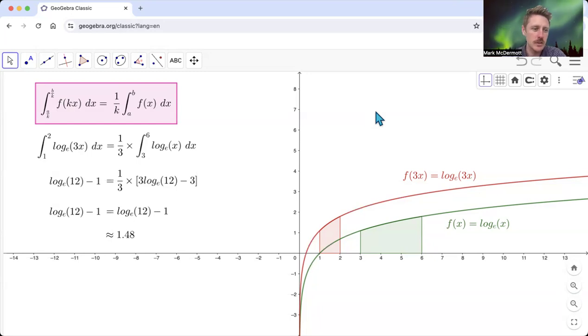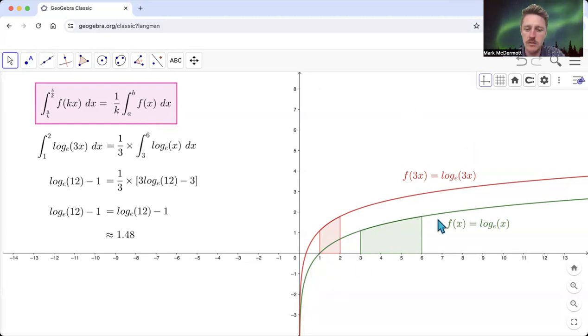All right, so let's have a look at this rule. We've got the integral from a on k to b on k of f of kx dx, and we're saying that's equal to 1 on k multiplied by the integral from a to b of f of x dx. Now, what we could consider here is a situation where we're basically taking a dilation factor by 1 on k from the y-axis. So that's what we have here.